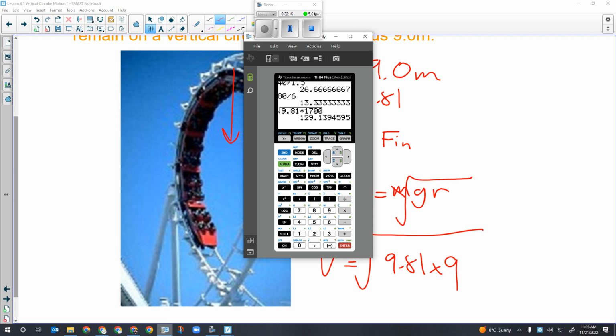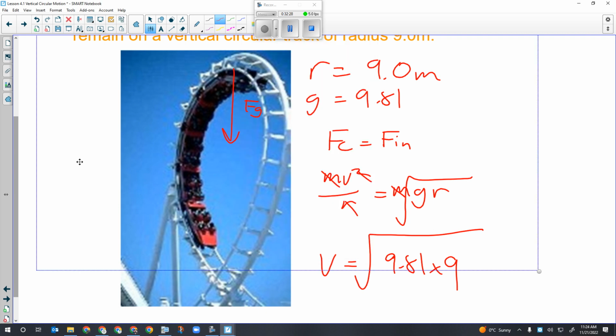Okay? Well, we take the square root of it, second function of 9.81 times 9. So 9.4. Okay? So this roller coaster has to go at 9.4 meters per second in order to stay in the circle of its own accord.